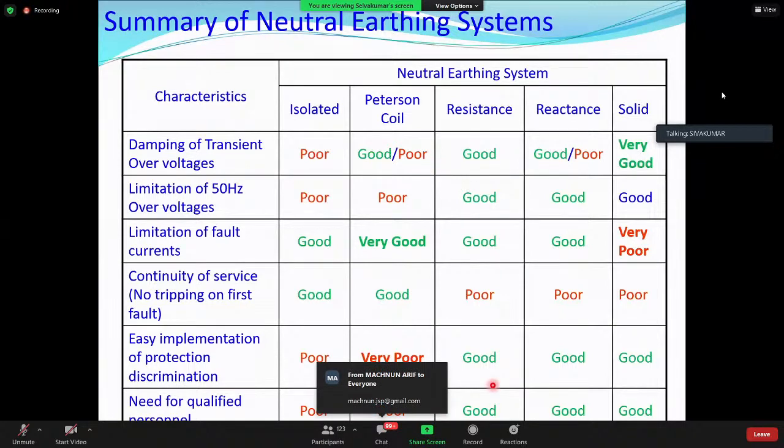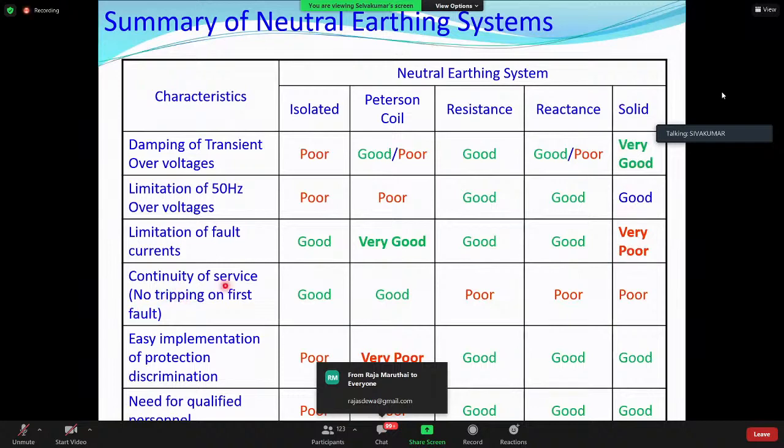Resistance also, depending upon the value of the resistance, it is good. Reactance again, depending upon the value. Solid earthing, very good, because negligible over voltages will be there. Limiting the 50 Hz over voltages, the earth fault related over voltages, is very poor in isolated and Peterson coil earthing. It is fairly good in resistance, reactance, and solid earthing. Fault current limitation is very good in isolated and Peterson coil earthing, good in impedance earthing, and very poor in solid earthing.